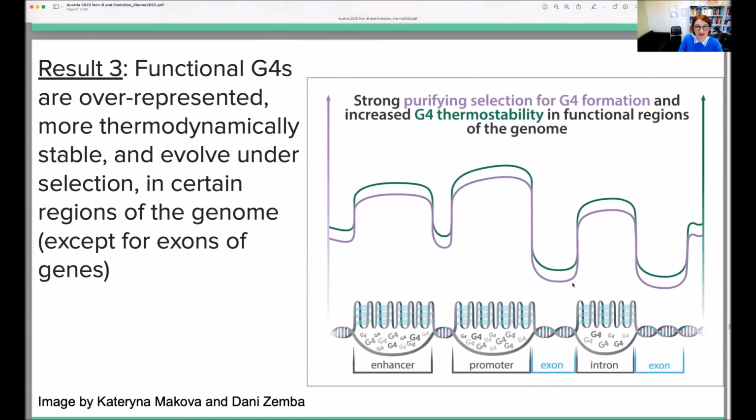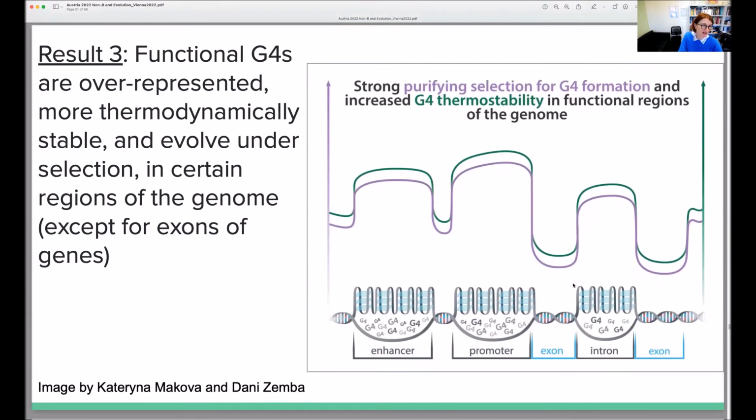So just to summarize this part of my presentation, functional G quadruplexes are overrepresented. So they are present more than genome-wide. They are more thermodynamically stable, and indeed they evolve under selection in certain regions of the genome. And the examples of these regions are enhancers, promoters, replication origins. But exons of genes are the areas in which G quadruplexes are likely to be avoided. They do not undergo purifying selection there.